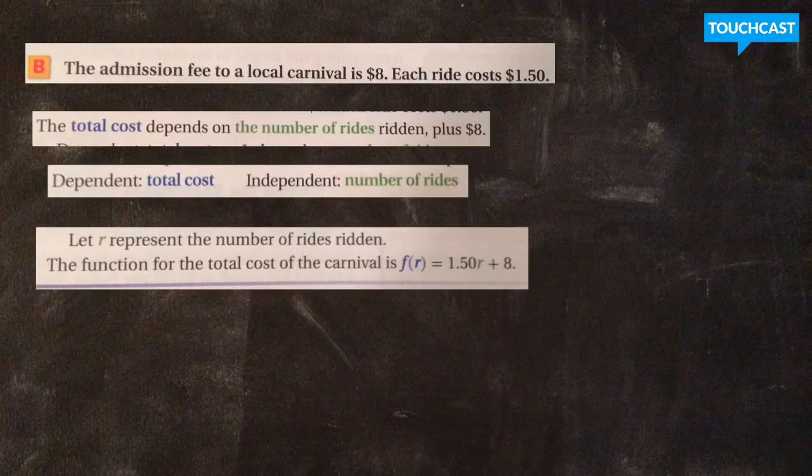Now that means the function, or the fee, or the cost that we're going to pay in terms of the number of rides we go on at the carnival is equal to $1.50 times the number of rides we go on, because each ride costs $1.50 to go on, plus the $8 admission fee.